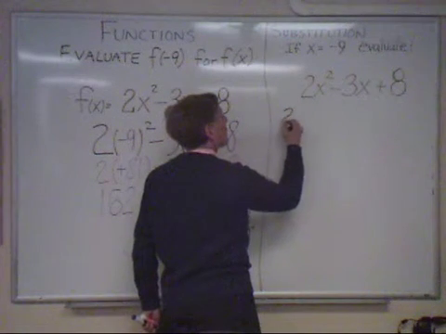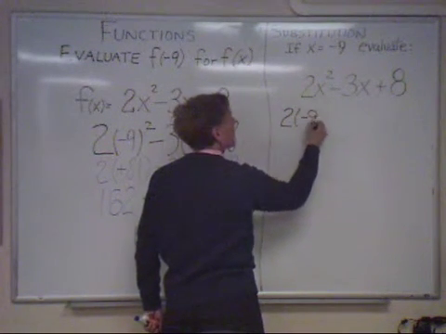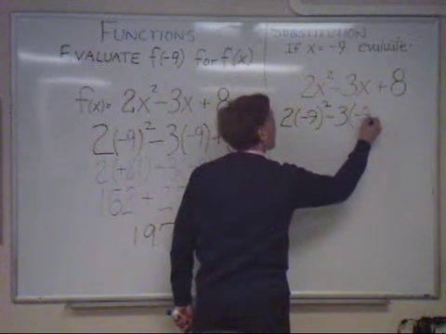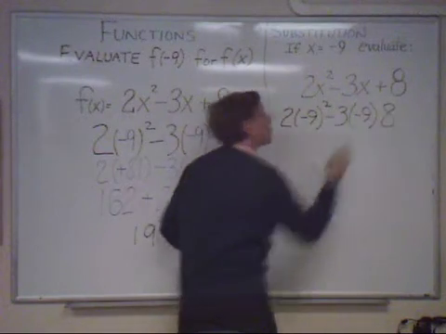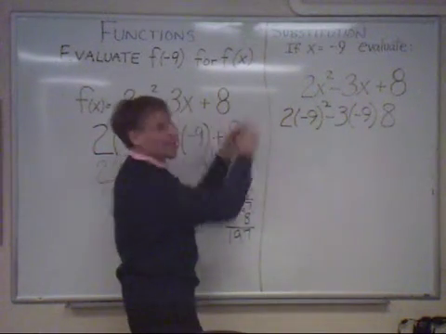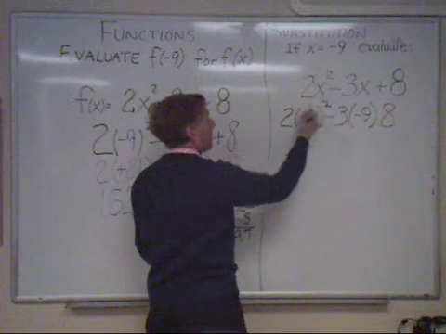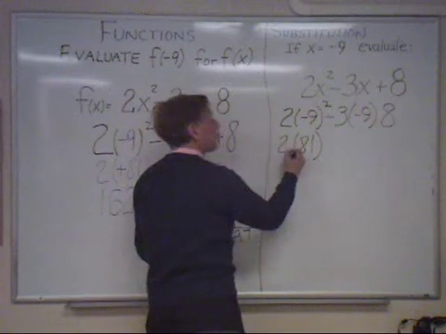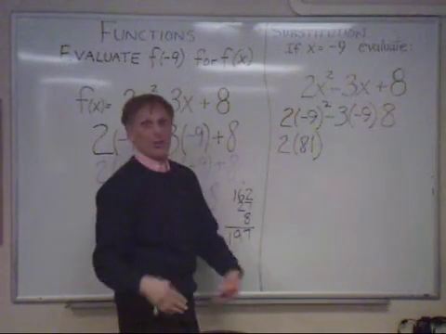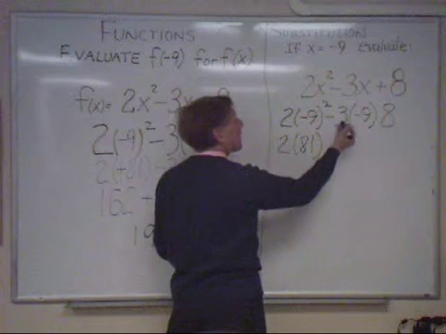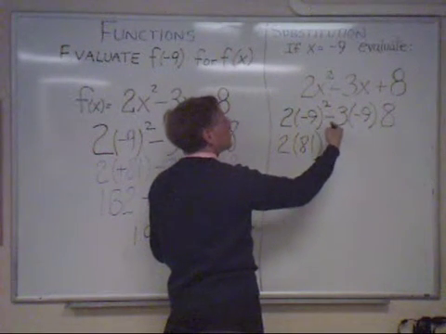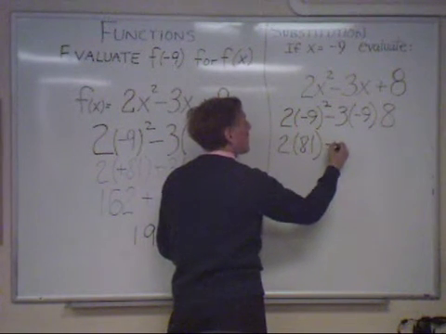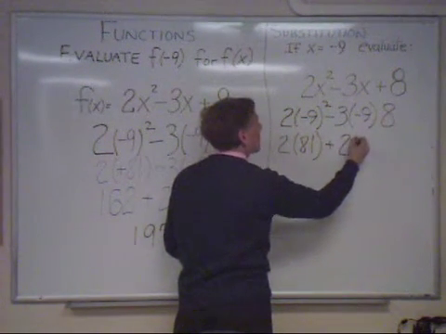We have 2, we're substituting the -9, squared, minus 3 times negative 9 plus 8. It's really the same thing, just expressed a little differently. And so again, I have my positive 81, because when I square two negatives, negative 9 times negative 9 is positive 81. My next multiplication would be negative 3 times negative 9, and that becomes positive 27.